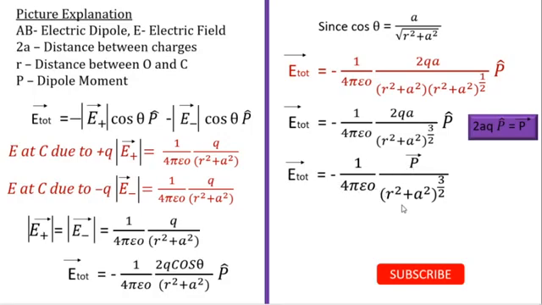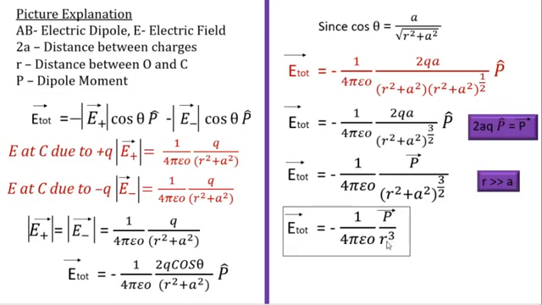If R is very much greater compared to A, what will be A square the whole power 3 by 2? It will be A cube. 2 and 2 will get cancelled. If A is very small, what will be the value for A cube? It will be very small, and so we can just neglect it. What will happen to this R square the whole power 3 by 2? So this 2 and this 2 gets cancelled, and so we get R cube.